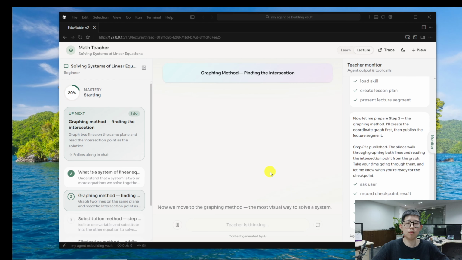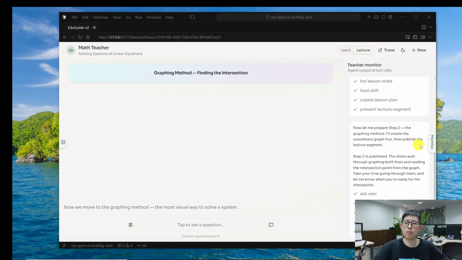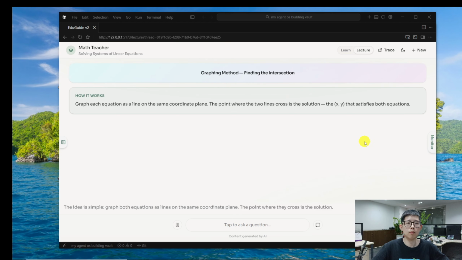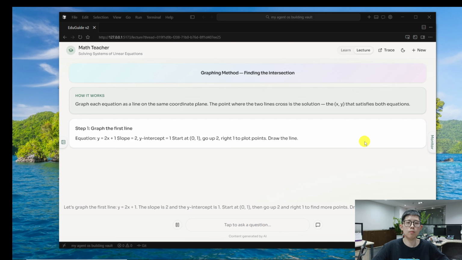Now we move to the graphing method, the most visual way to solve a system. The idea is simple. Graph both equations as lines on the same coordinate plane. The point where they cross is the solution. Let's graph the first line, y equals 2x plus 1. The slope is 2 and the y-intercept is 1. Start at (0, 1), then go up 2 and right 1 to find more points. Draw the line through them.